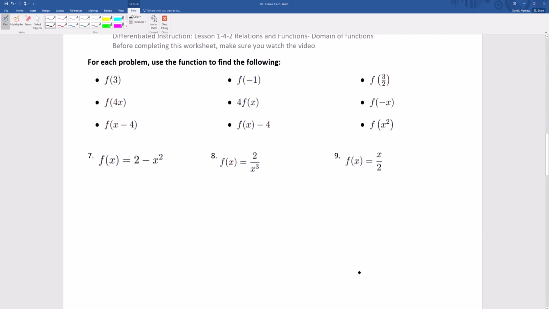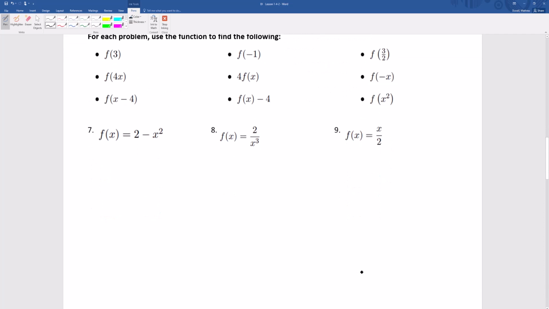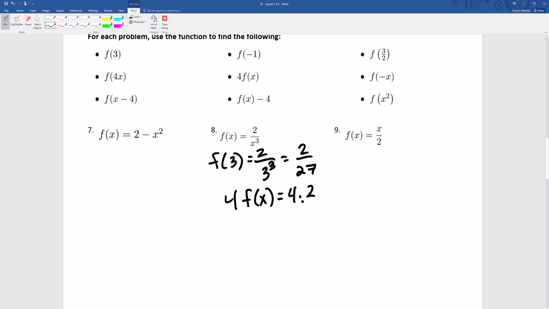For each problem, use the function to find the following. So let's look at number 8. So f of 3 is 2 over 3 cubed, which is 2 over 27. If I wanted to find 4 times f of x, so that's 4 times 2 over x cubed, which is 8 over x cubed. If I wanted to plug in negative x, so f of negative x, that'll be 2 over negative x cubed, which is negative 2 over x cubed.